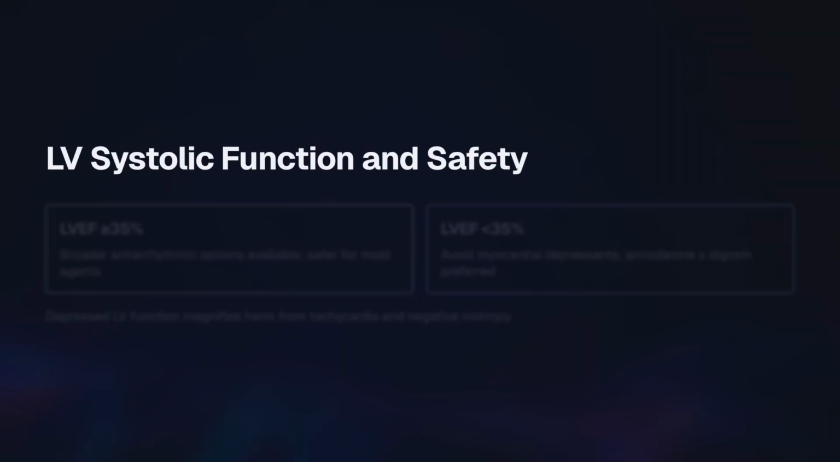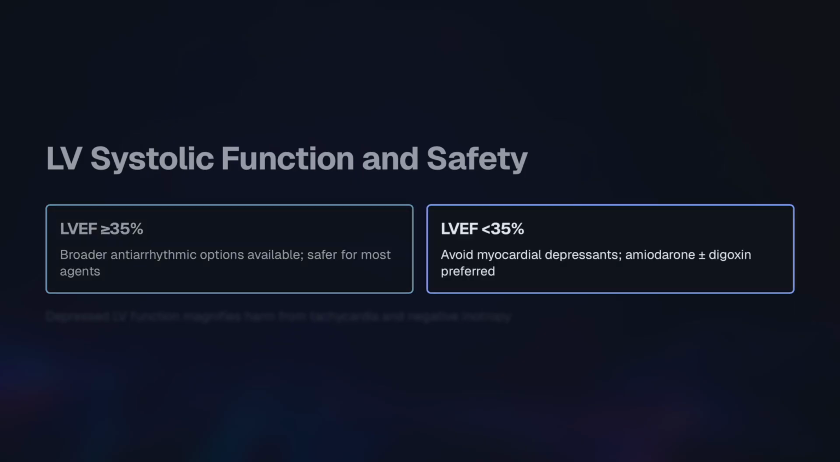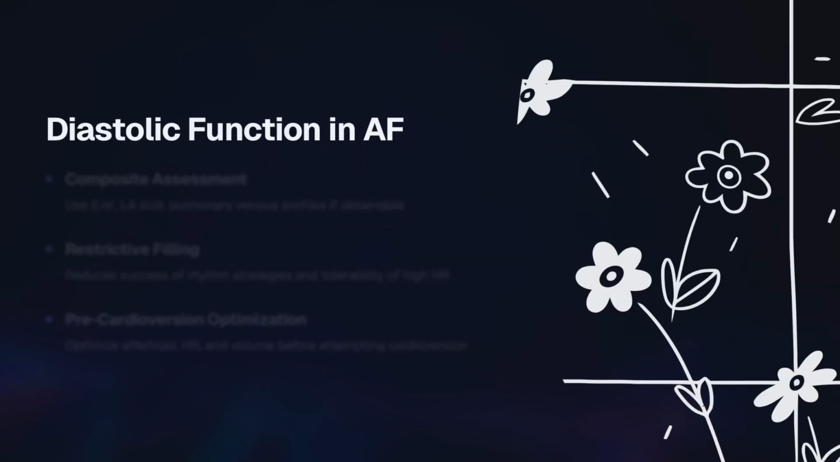Regarding the LV systolic function and safety, if the LV ejection fraction is more than 35, broader antiarrhythmic options are available and safe for most agents. However, if the LV function is compromised, avoid myocardial depressants, and amiodarone with or without digoxin is preferred. Depressed LV function magnifies the harm from tachycardia and negative inotropy. So the left ventricular ejection fraction is critical to streamline our treatment management.